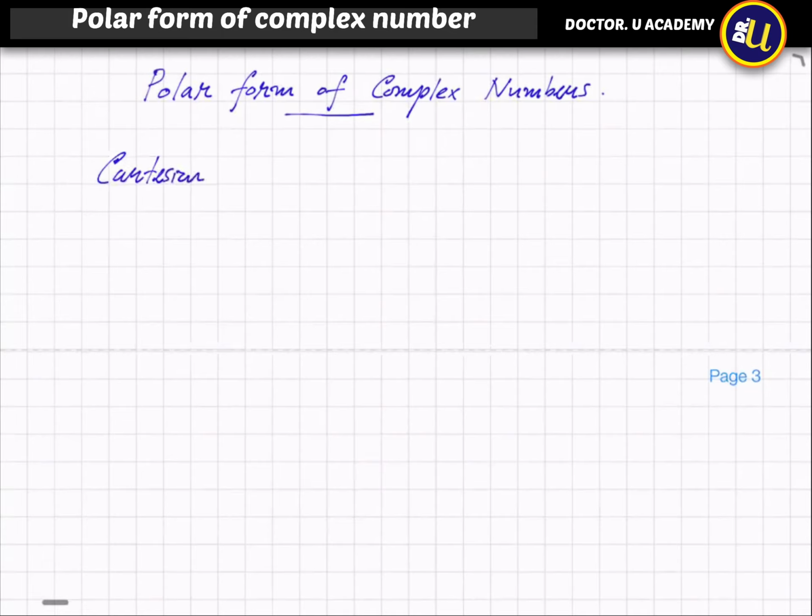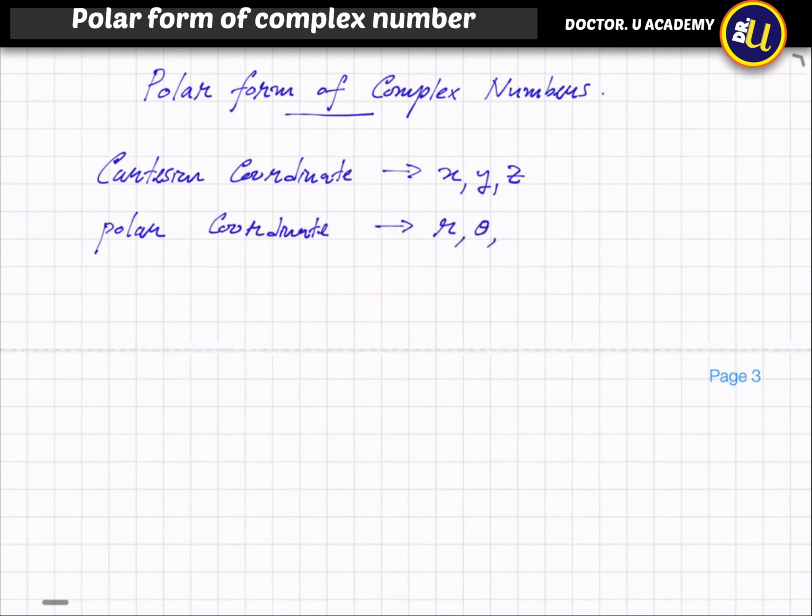So, Cartesian coordinate is about x, y, and z. What about polar coordinate? So polar coordinate is about r, theta, and z. R is the radius, theta is the angle, z is the height. Polar coordinate, or we call it cylindrical coordinate.